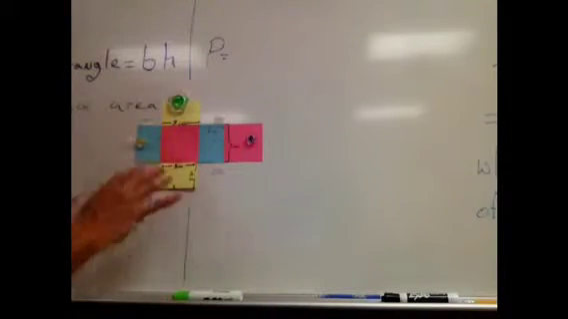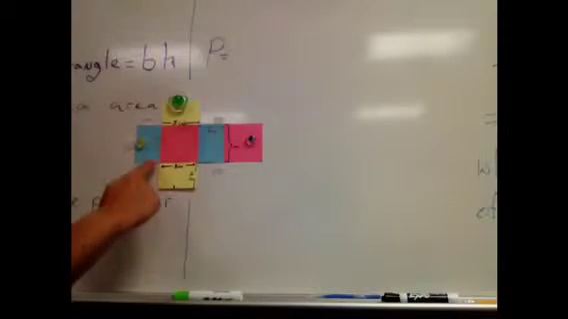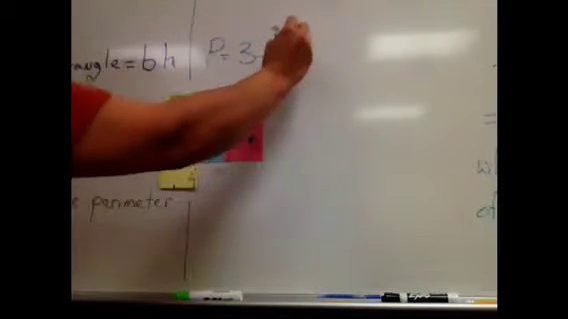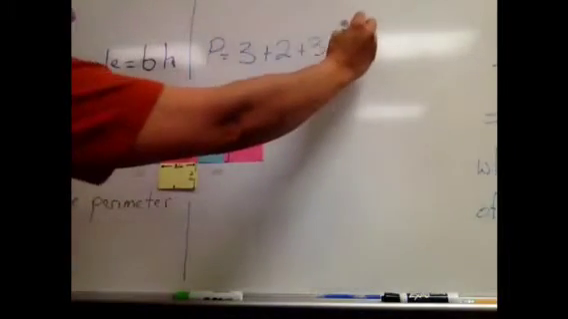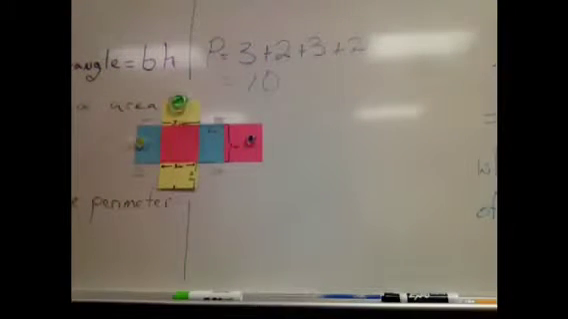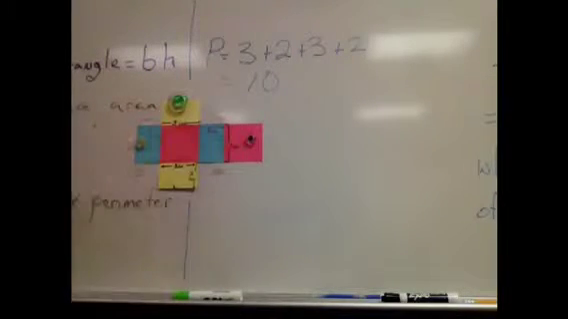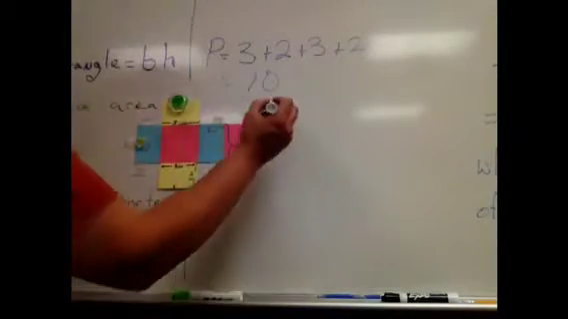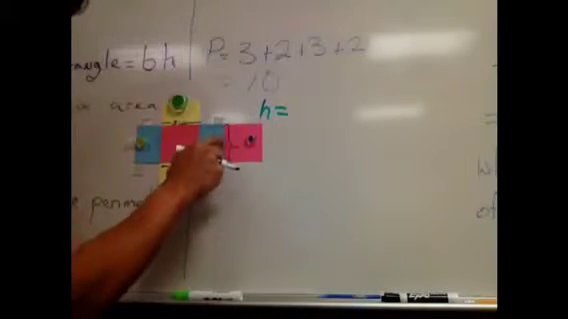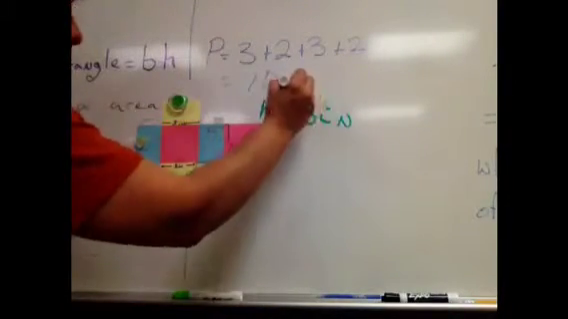So I'm going to just measure the perimeter. That's going to be 3 plus 2 plus 3 plus 2. And of course, we know that's going to equal 10. Okay? All right. And now that I know what P is equal to, what's the height of the whole prism? Well, the height's going to be equal to 3. And in both of these cases, it's going to be inches.